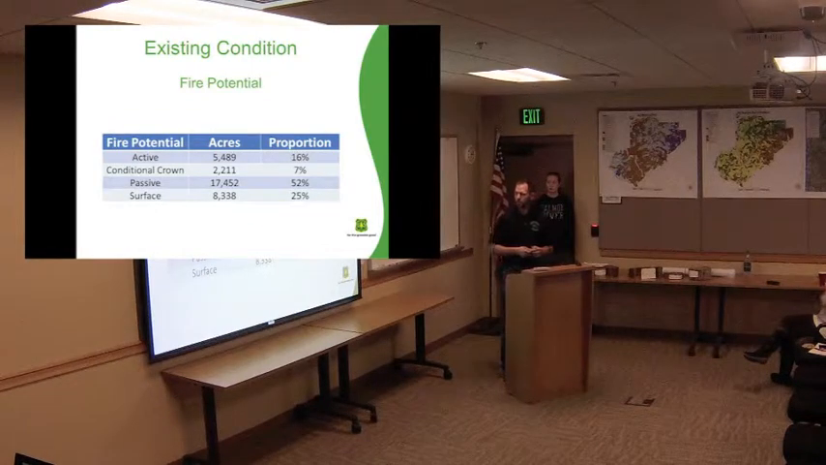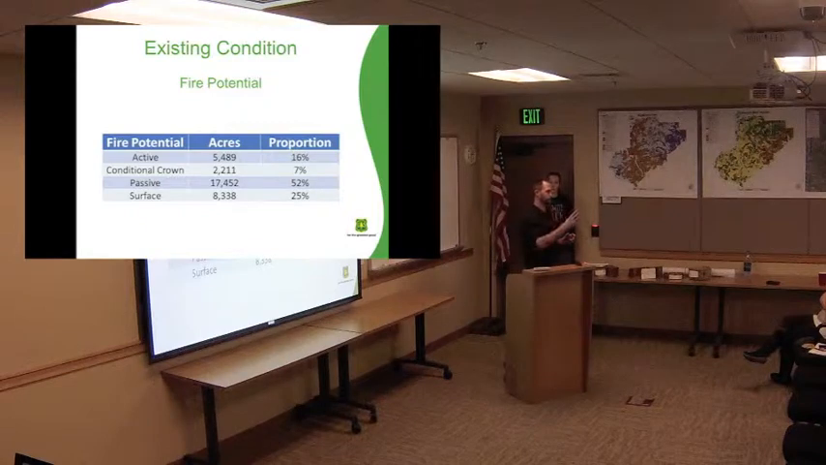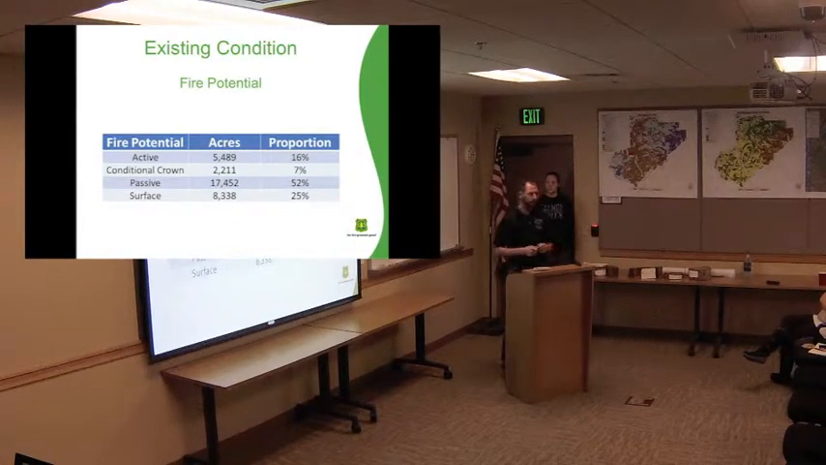Crown conditional is where the fire can run through the crowns, but there's not enough ladder fuels, surface fuels, and smaller trees to push it up into the crowns. But if it does get up there, there's enough crown density that it can run. And then passive is where you're going to have surface fire with torching of trees, just patches of 10, 20, 50 acres, and then it comes back down. Then your surface fire just remains on the bottom.